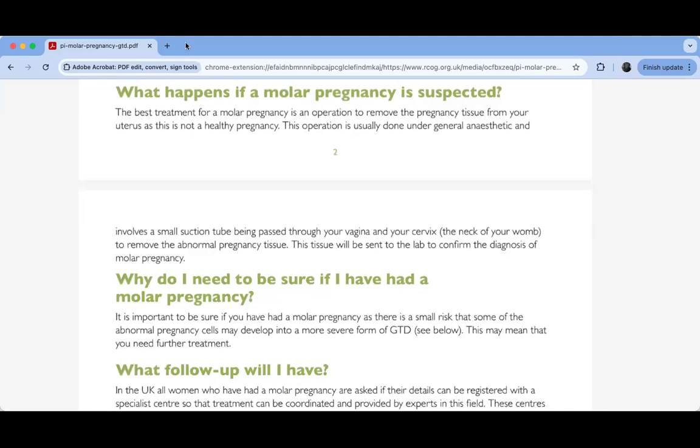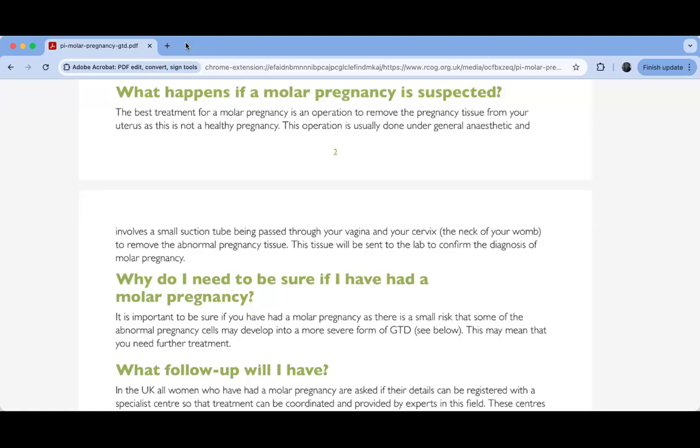Now I want to explain to the patient the treatment, okay? So all of you know what is the treatment. You want to do evacuation, suction evacuation, right? How to explain suction evacuation to a patient in the exam? You will not say suction evacuation. You will say the best treatment for molar pregnancy is a small operation to remove the pregnancy tissue from the womb or the uterus. And this is not a healthy pregnancy.